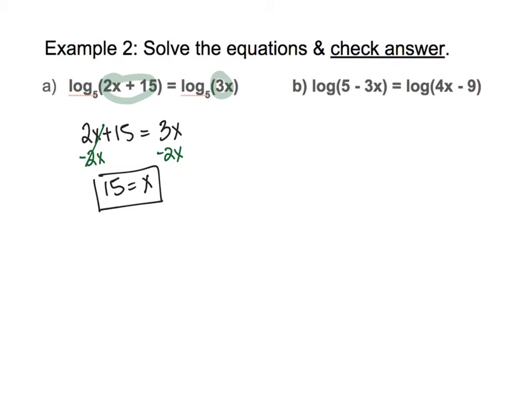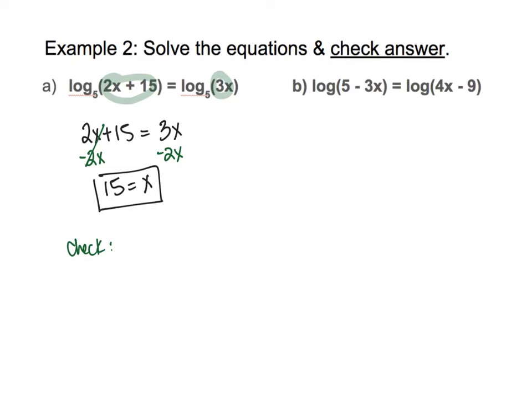But hold up, am I done? Not quite, right? Because I haven't checked my answer. So I have to go back in and plug into the parentheses and see if I have any negative or 0 values. You don't need to plug it in and rewrite the logs. You just need to plug it into the parentheses. So I'm going to do my checking here to the side.